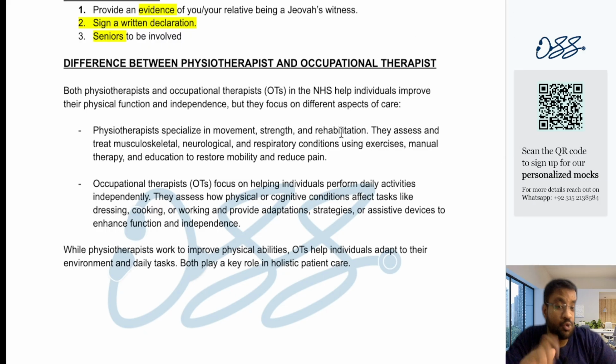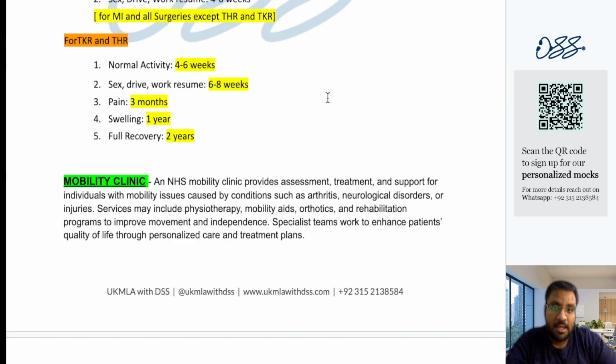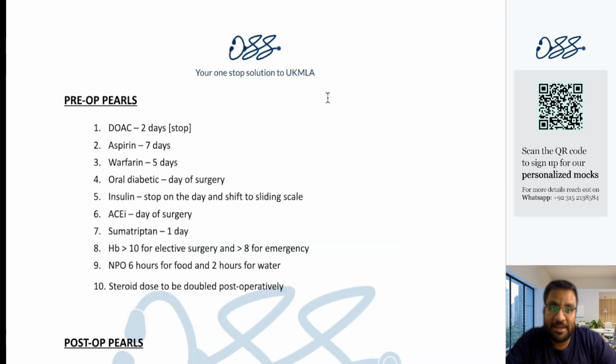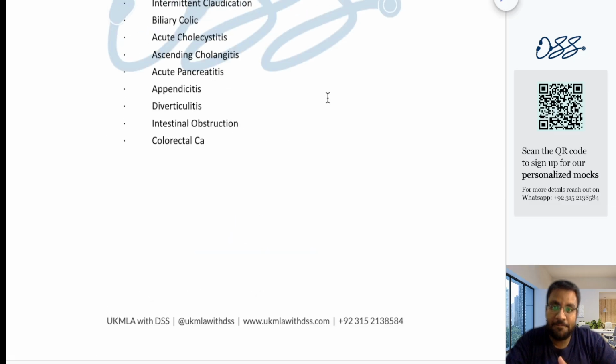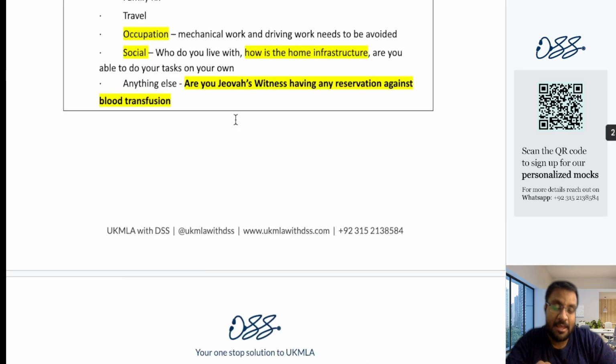So do understand the role of the occupational therapist and the difference between the physiotherapist and an occupational therapist, because I don't want you guys to end up getting confused and using the terminology of occupational therapist in the wrong sense.